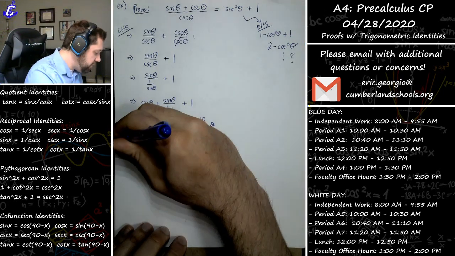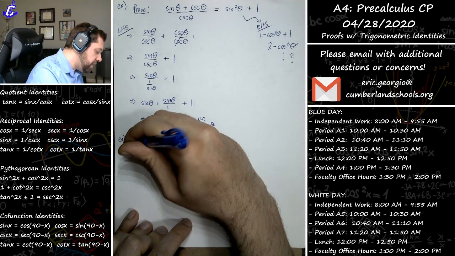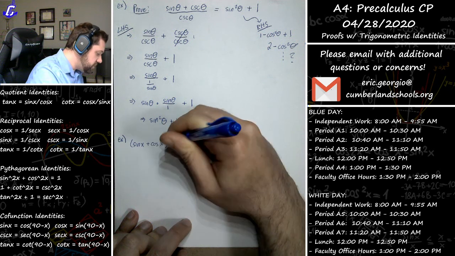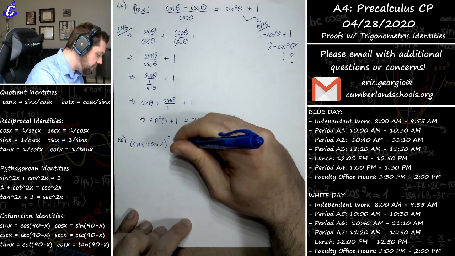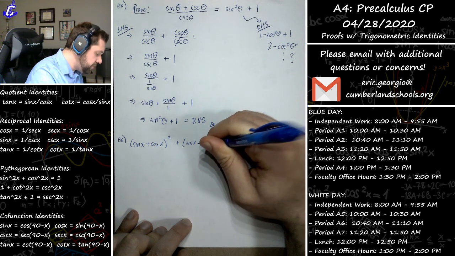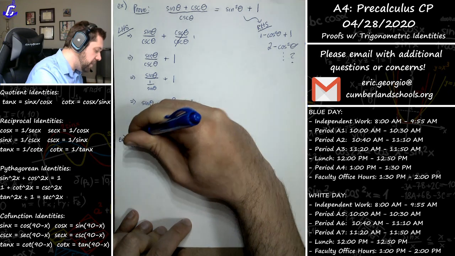One more problem I have for you to end the day. How about something like this? This one's cool. I like this one a lot. How about the sine of x plus the cosine of x, squared, plus the sine of x minus the cosine of x, squared, is equal to 2. And I want you to prove that.